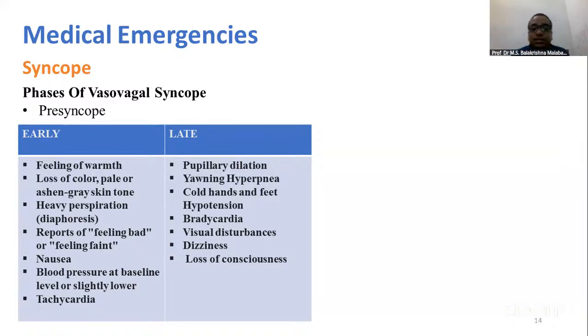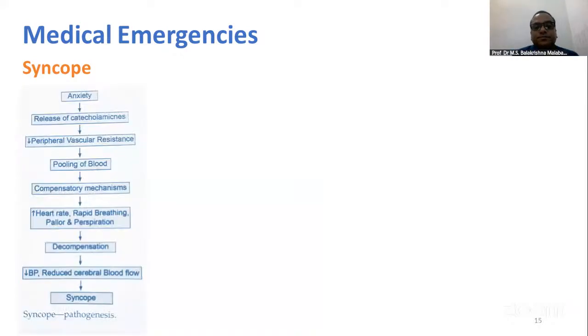And in the late stage, when the patient is already in that state, his eyes become almost fixed. So pupillary dilation can be there. The body, which was warm initially, now becomes cold. And then bradycardia. First it was tachycardia, and at the late stage it is bradycardia. The patient may not be seeing, visual disturbance will be there, and the patient will fall down, loss of consciousness.